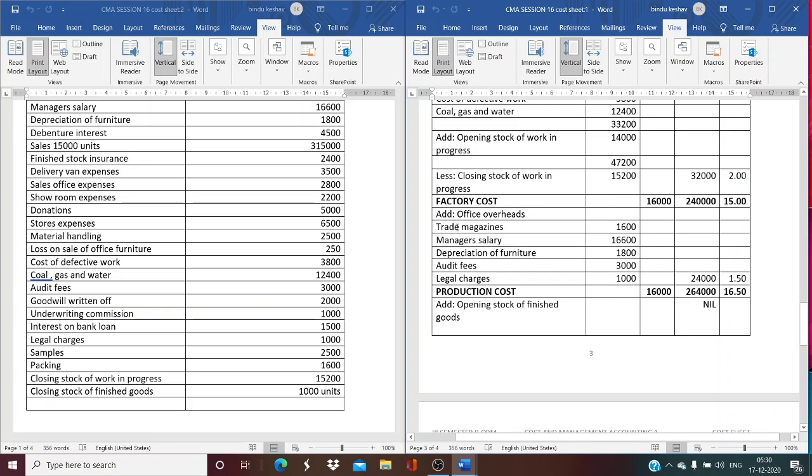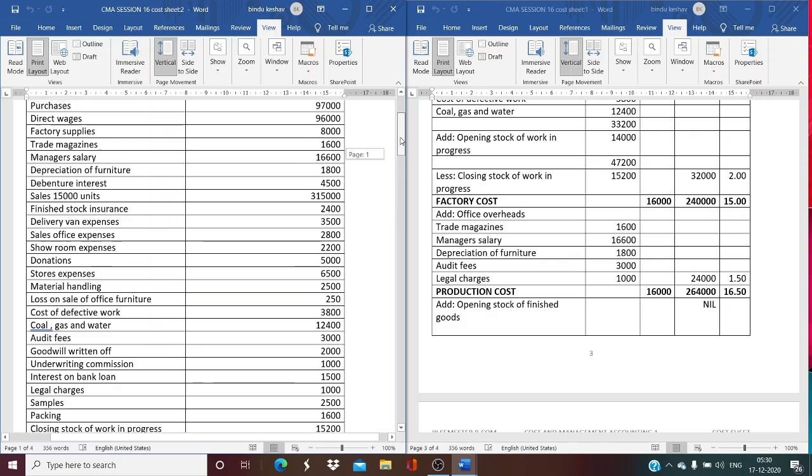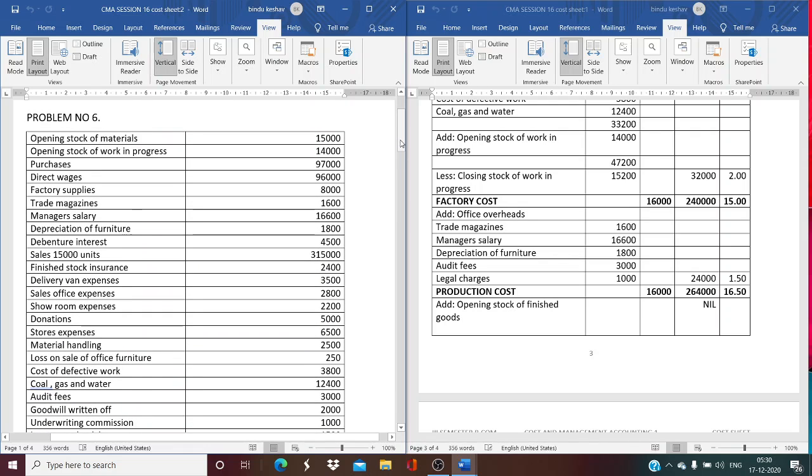To the factory cost we add the office overheads. Office overheads are all the indirect materials, indirect labor and indirect expenses incurred in the office for the purpose of administration. So trade magazines, manager's salary, depreciation of furniture, audit fees and legal charges. All these are considered here. The total is 24,000. Per unit is 1 rupee 50 paise. 24,000 divided by 16,000 is equal to 1 rupee 50 paise.